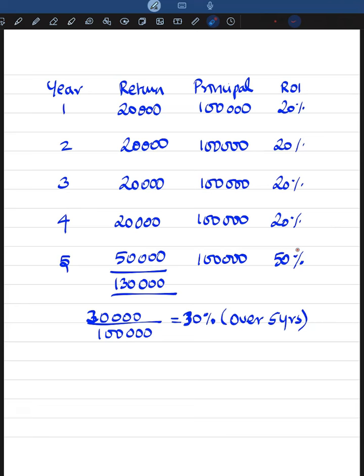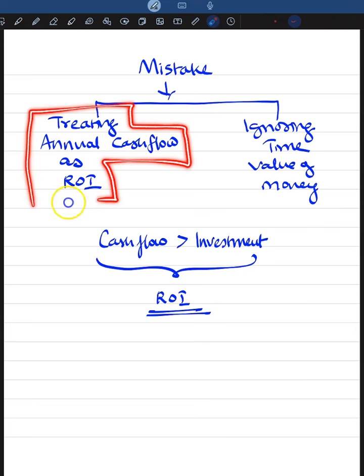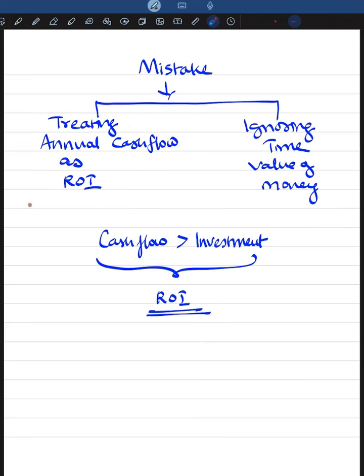So how to overcome this mistake? What ideally we should calculate is internal rate of return and not the return on investment, where the principal recovery is not guaranteed. Here the mistake that Mr. X has committed is, number one, he treated the annual cash flow itself as return on investment. Number 2, he ignored the time value of money.